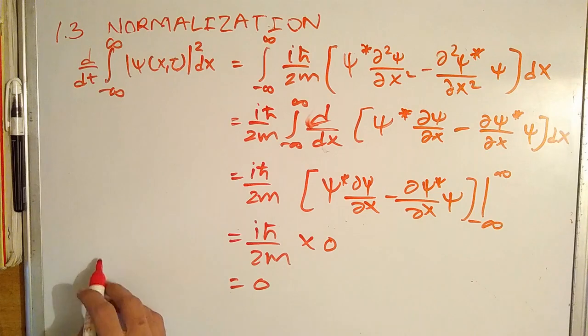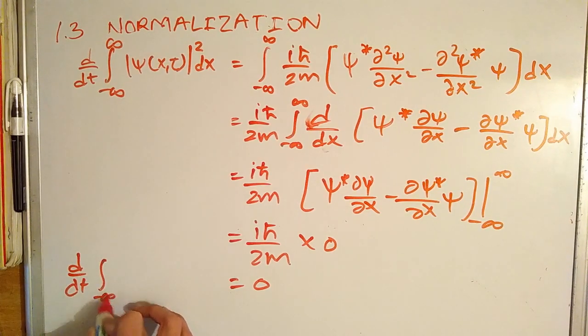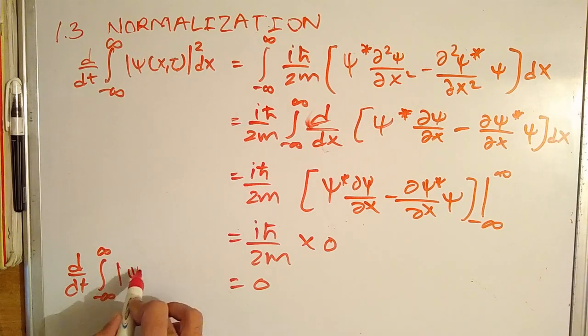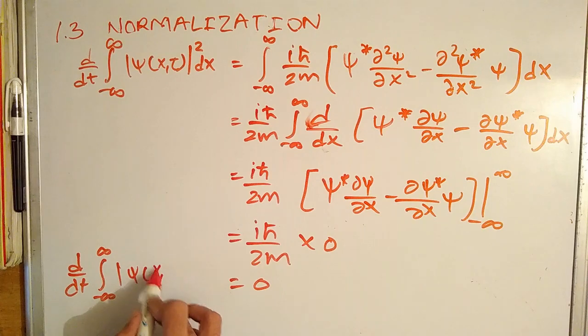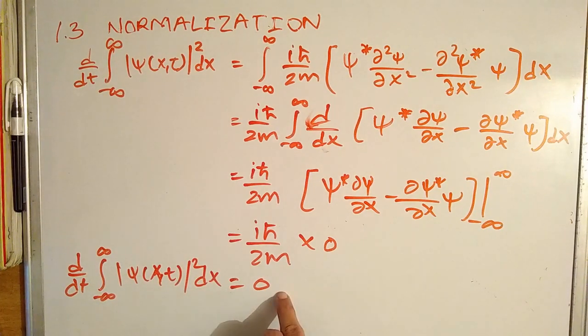So the original expression, d by dt of the integral from minus infinity to infinity of |psi(x,t)|^2 dx, is equal to 0. Now that the derivative of this quantity is 0, we can say that once the wave function is normalized at t equal to 0, it will stay normalized for the rest of the time, because it is not changing with time. As we can see, the derivative is 0.